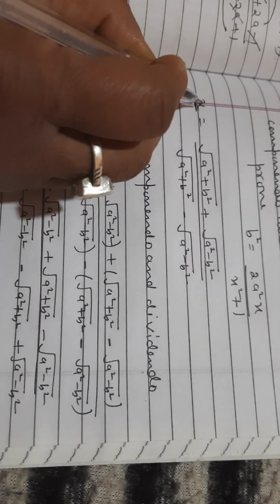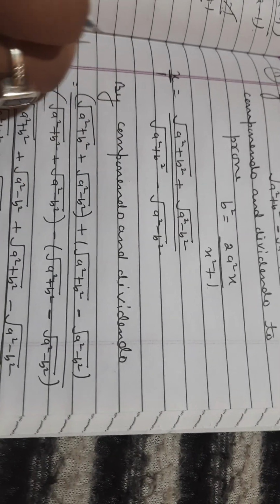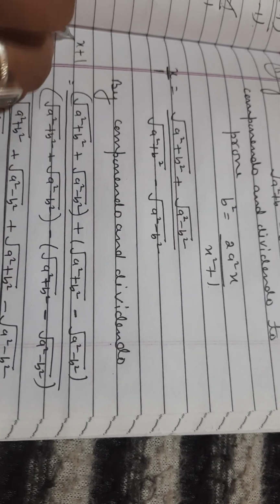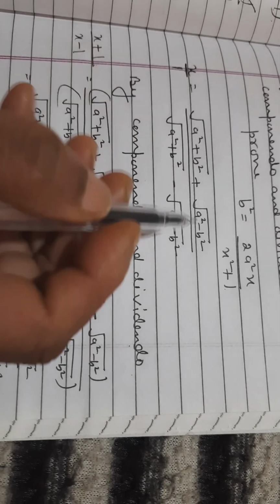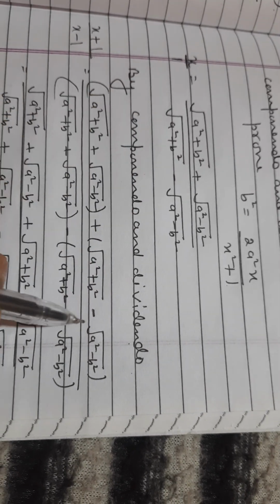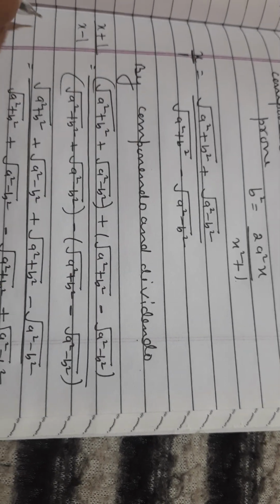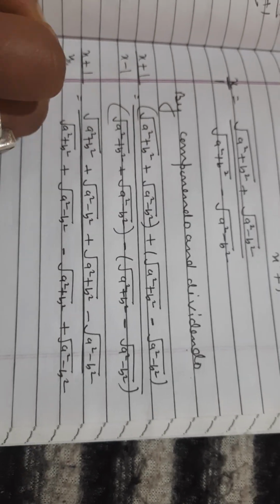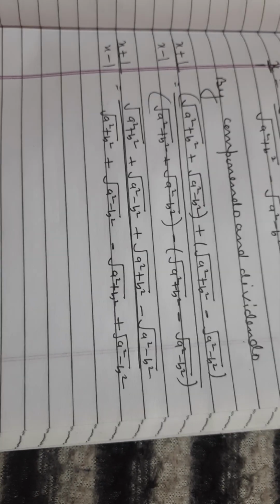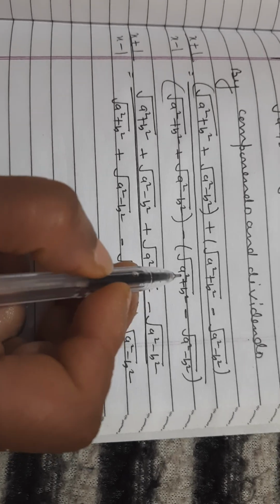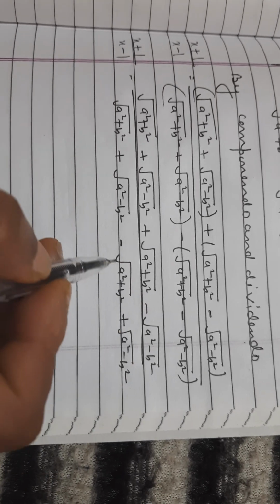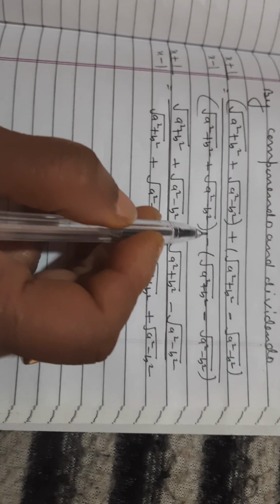Now you are going to apply componendo and dividendo, that is this plus this, x plus 1 upon this minus this, that is x minus 1. Similarly, right hand side, this plus this upon this minus this. This x plus 1 upon x minus 1. Here I have removed the brackets. I did not change any sign in the numerator, but I have changed the sign of these two terms in that denominator because there is a minus sign before this bracket.